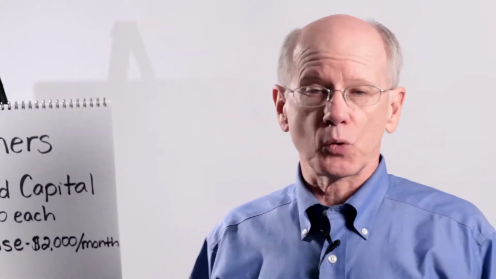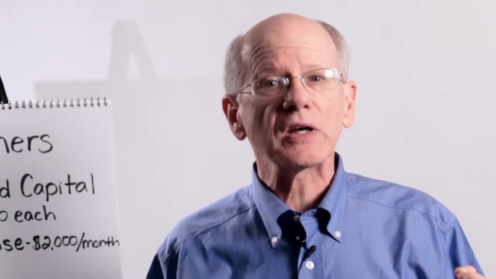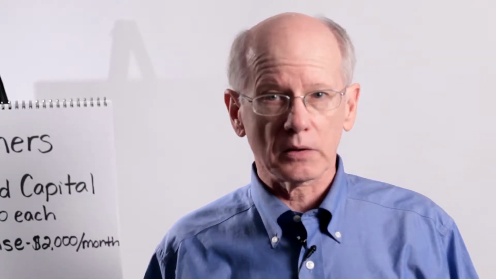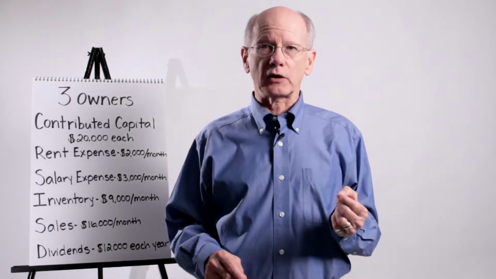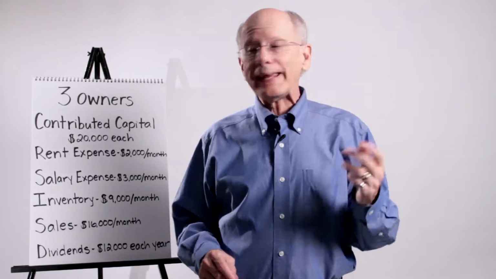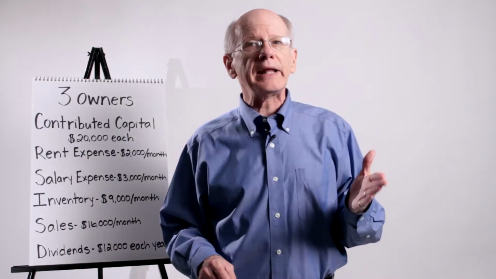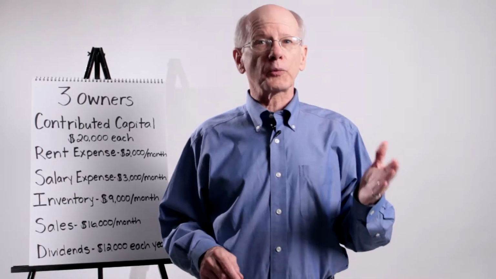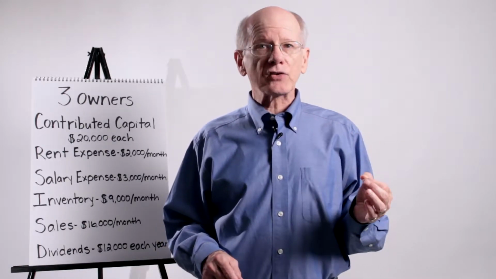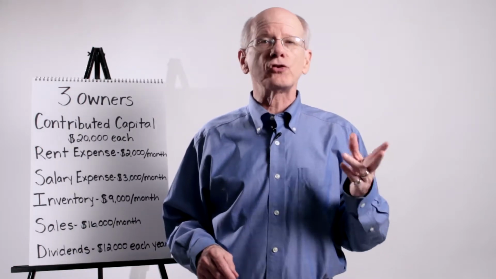They buy inventory. They're in the office supply business, and they buy inventory for $9,000 a month. And they're able to sell that for $16,000 a month. At the end of each year, they pay a total dividend, and we know a dividend is what the company pays to its owners as a share of the profits, of $12,000. That's $4,000 for each of the 3 owners, and they do that each year.